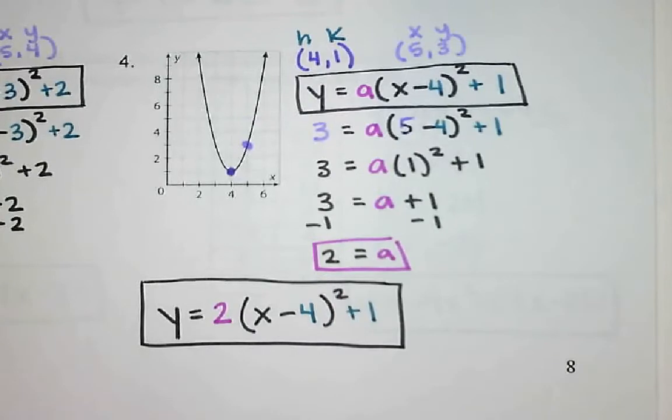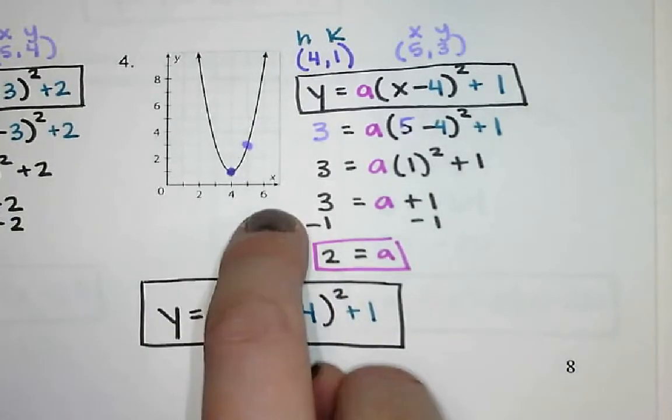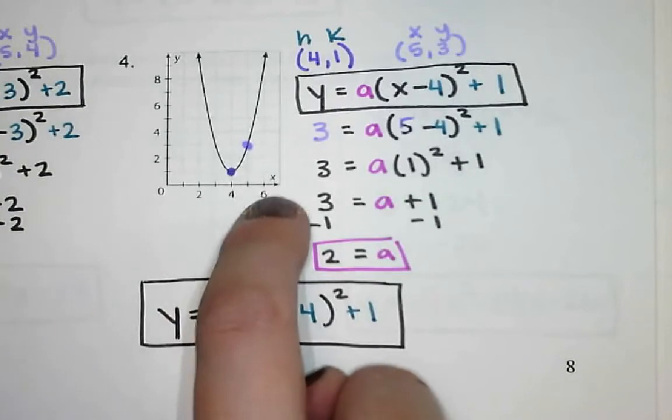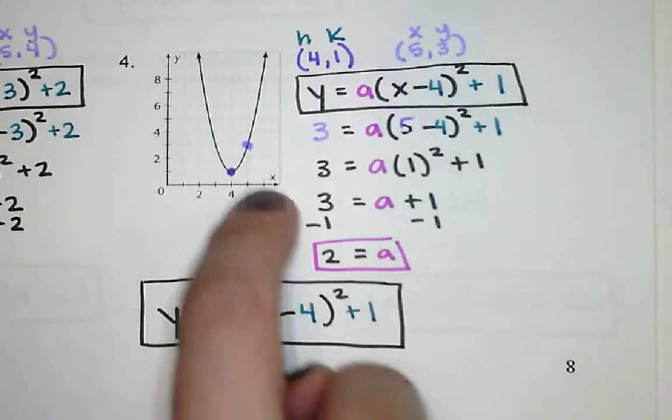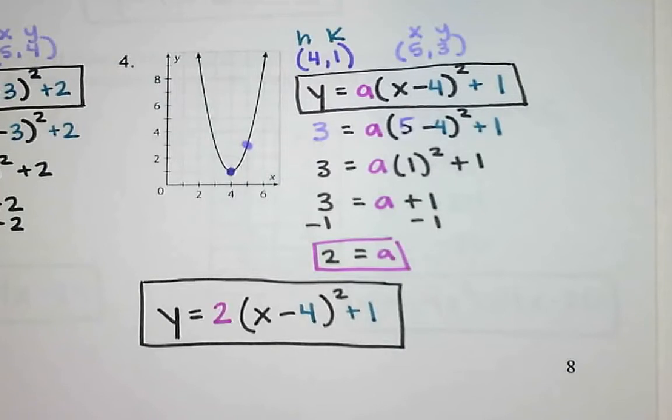Now, I know that some of us also, if we had picked the point 6, 9, then we would have had 6 is equal to a times 9 minus 4 squared, plus 1. So, guys, you should still get your a is equal to 2 when you do that. So, I will go around and we'll check on that and see what is going on, all right? But we should still get that our a should be equal to 2 right there.